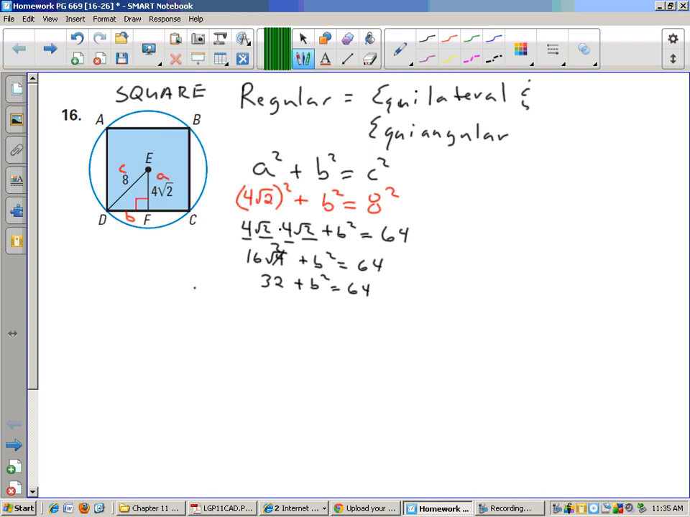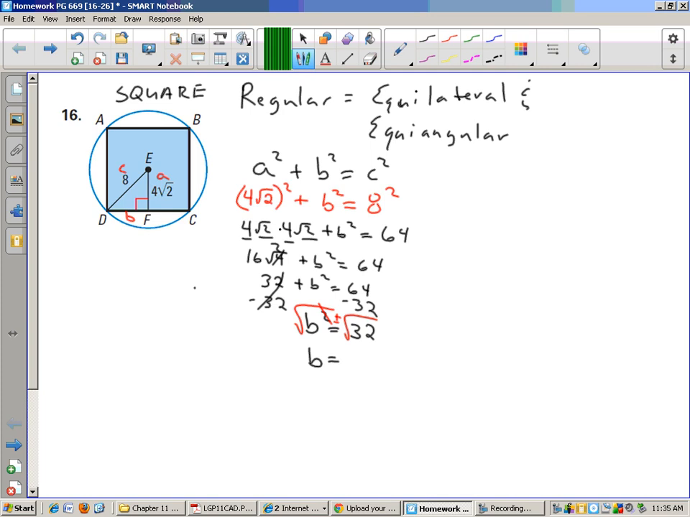So now, subtract 32 from both sides. And I'm going to get b squared equals 32 again. So I have to root both of them to be able to get rid of the square root. And now we can't forget that this does need to be plus or minus, but since we're talking about lengths in geometry, we don't deal with the negatives. But next year in Algebra 2, you do need to remember that negative.